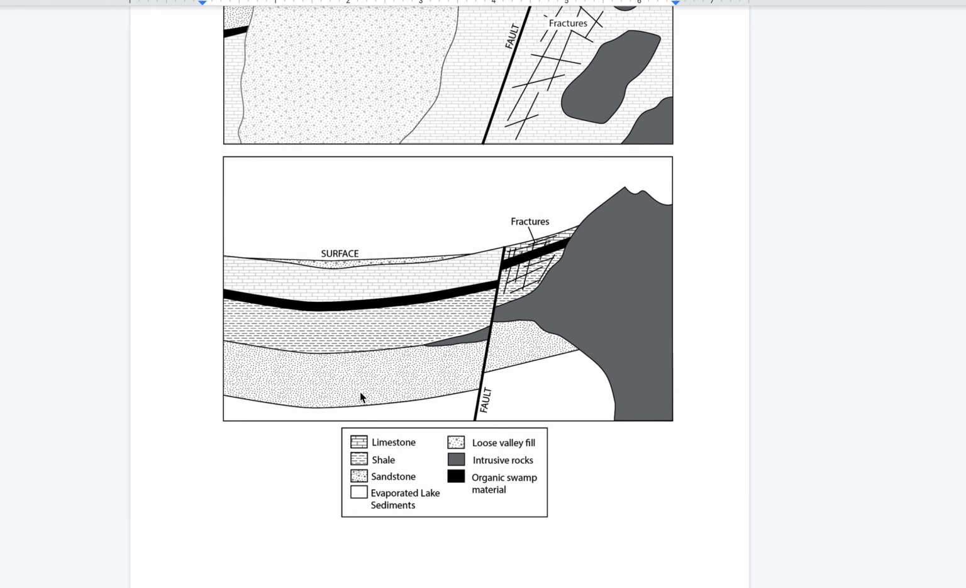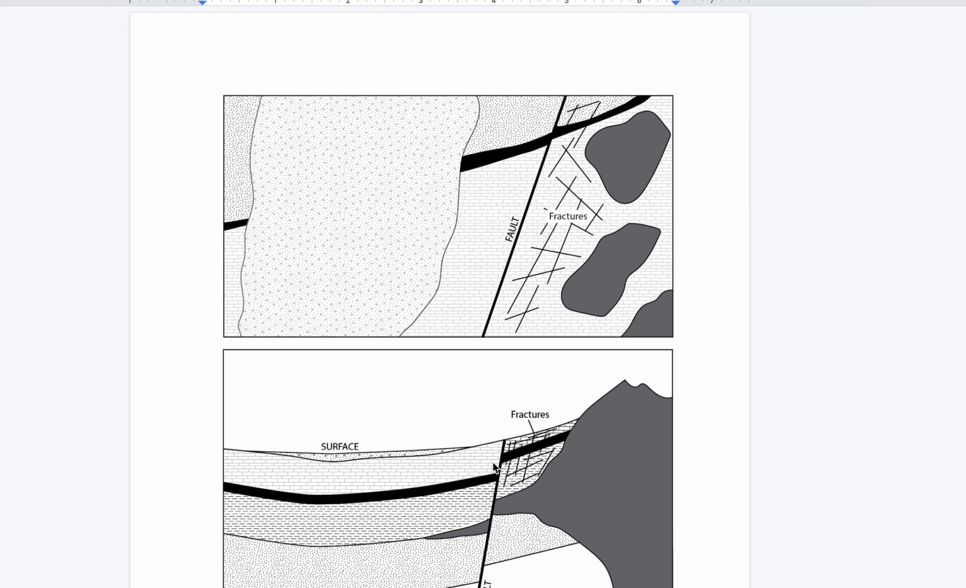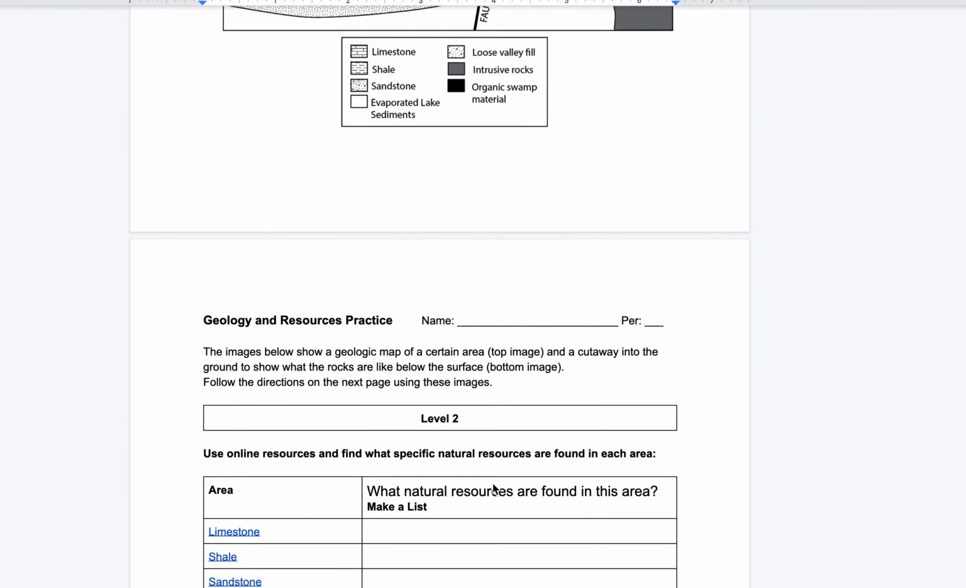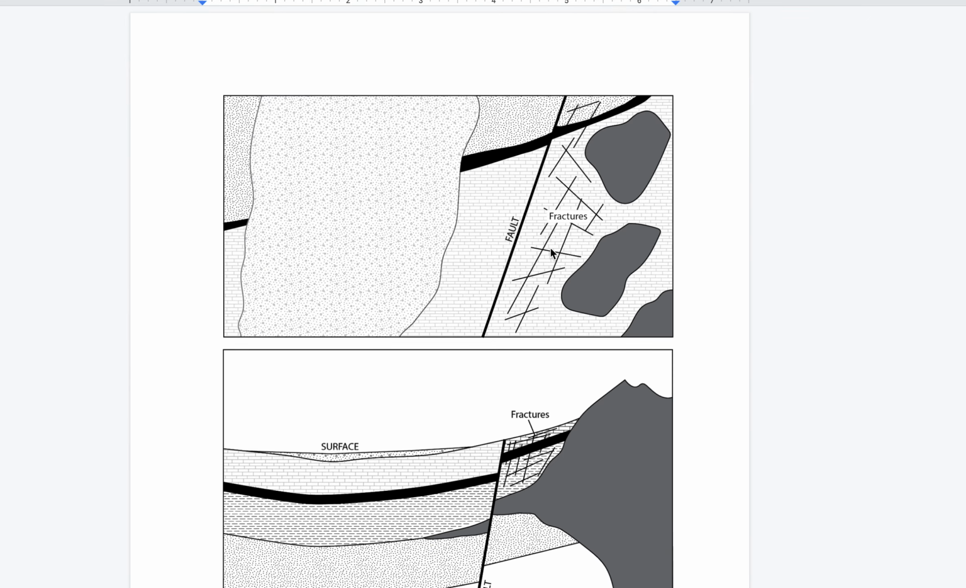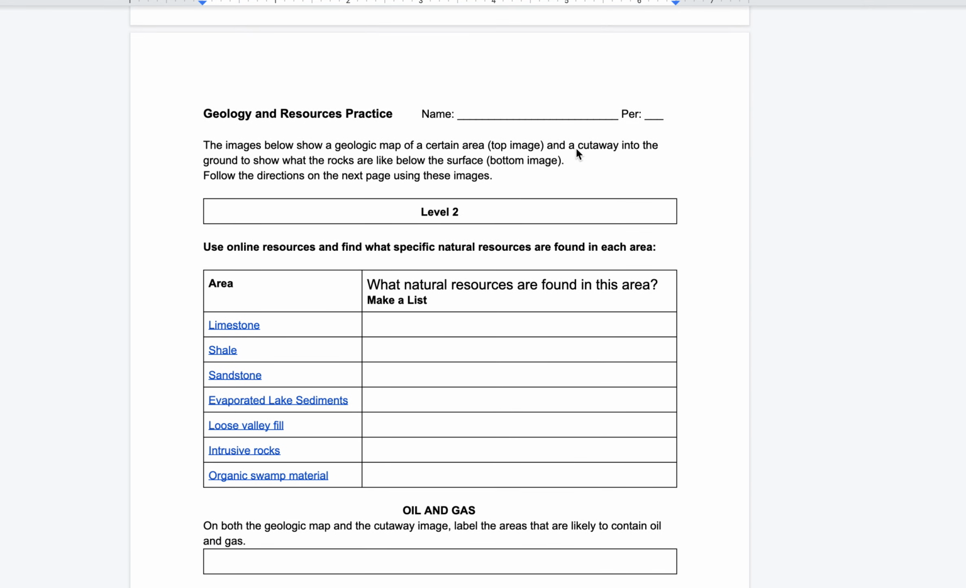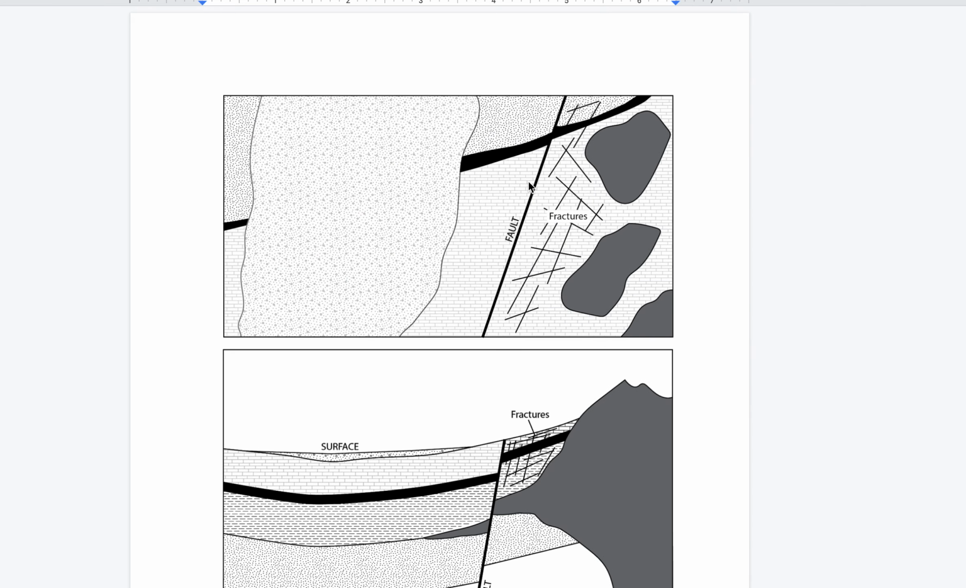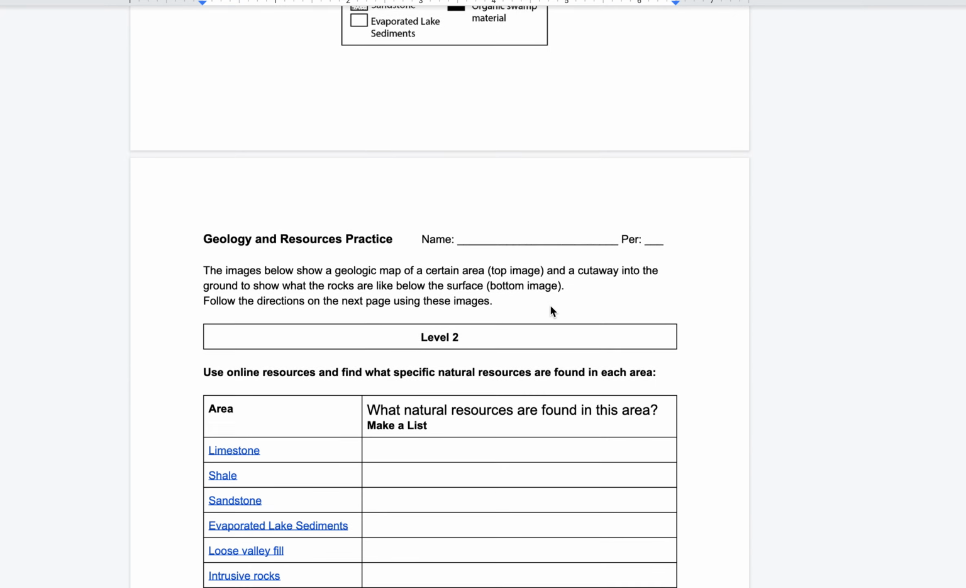And then there's limestone, those bricks. So limestone, limestone, limestone, and then there's your fault line, all that stuff. So it says the images show a geologic map of a certain area, that's the top image, and a cutaway into the ground to show what the rocks are below the surface. So that's the bottom image, this one right here.